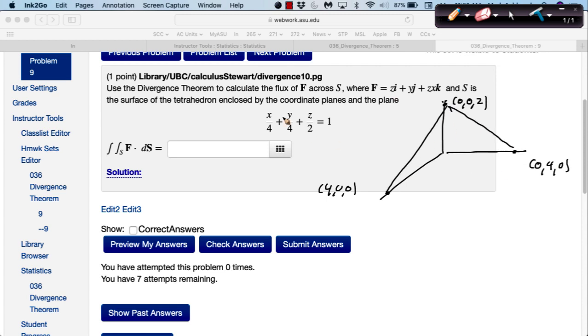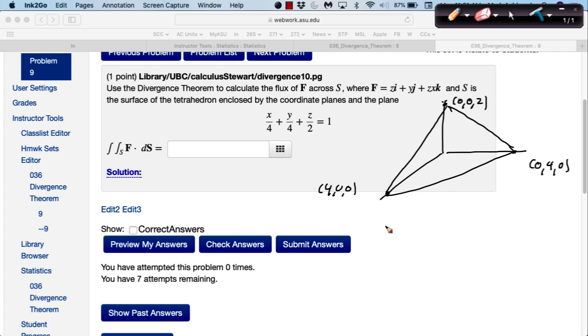An easy way to draw that is to let any two variables equal 0, and then find the third value, and that gives you the intersections of the plane with the axes. So we got (0, 0, 2), (4, 0, 0), (0, 4, 0), and they want to calculate the flux across S, where S is this closed surface, the tetrahedron. So that has 4 sides, right? It has the triangular top, and then the triangular sides, which are on the coordinate planes, right?